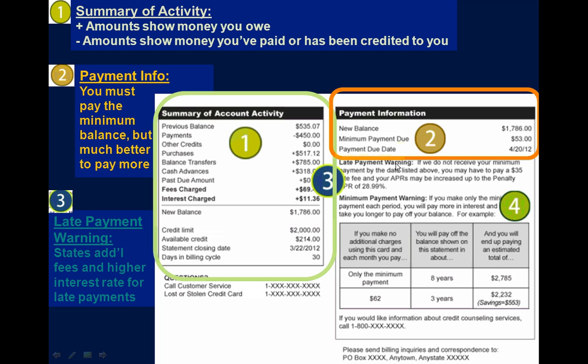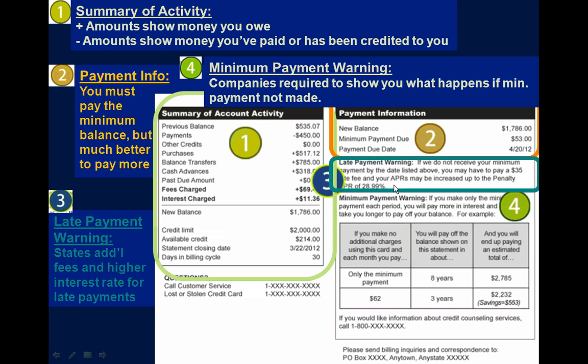Part 3, they have to give you this information here, the late payment warning, just telling you that if you don't pay, you're going to get a lot of fees and your rates may be increased. If you don't pay off, guess what? Your interest rate goes up. Look at that. 29%, almost 30%. Okay? They have to give you a minimum payment warning. So if you only make the minimum payment, you're going to pay a long time.